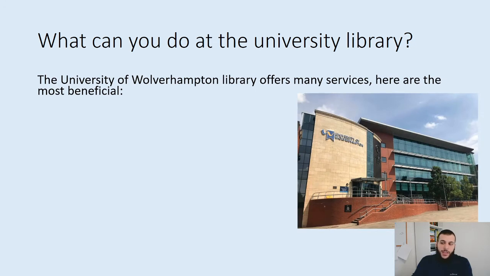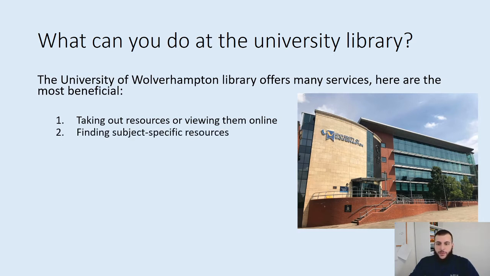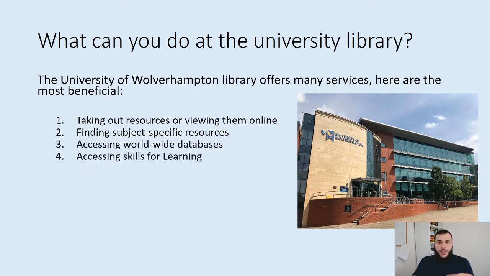If you haven't seen it yet, that's what the university library looks like. And inside it's a lot nicer. It's a really peaceful space, and what you can do in there is take out resources or view them online. That's one of the first things. And then you can find subject specific resources. Okay, you can access worldwide databases. So the university has purchased the rights to a lot of these databases.